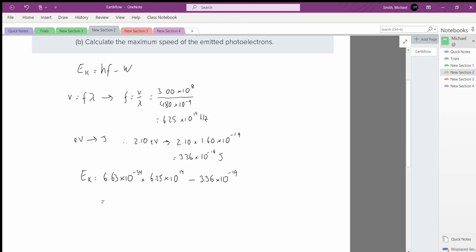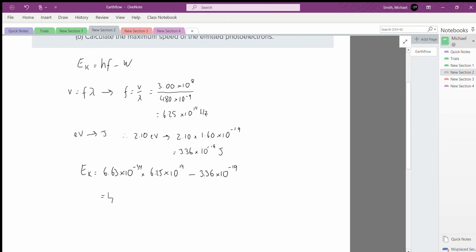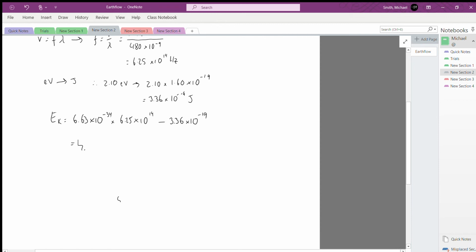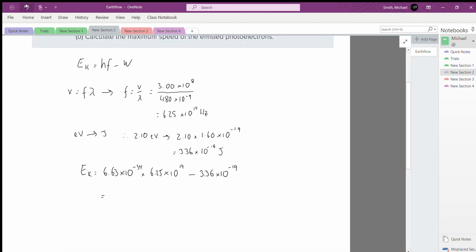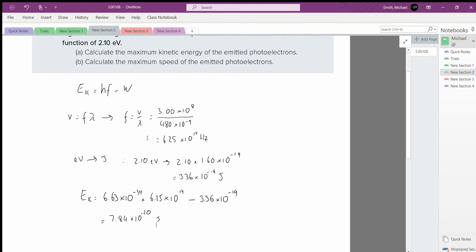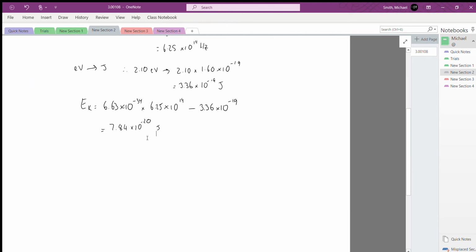Put that into our calculator, and we should get 7.84. A few little tricky bits there. Put that into our calculator, we get 7.84 times 10 to the power of minus 20 joules. That's easy enough. Part B, we need to work out the maximum speed of these emitted electrons.